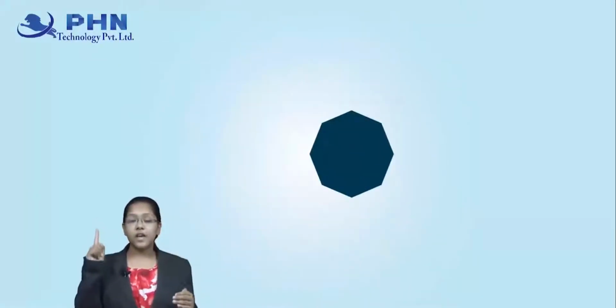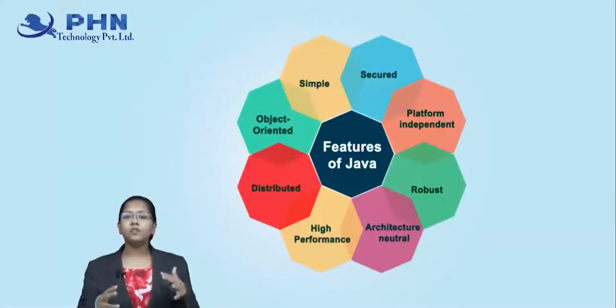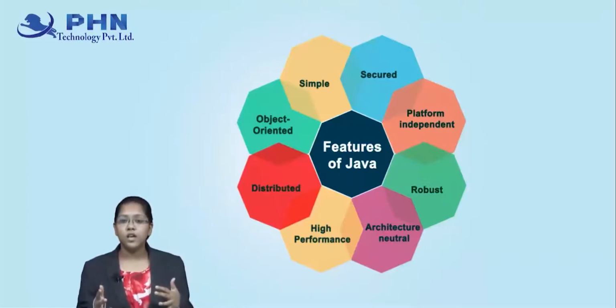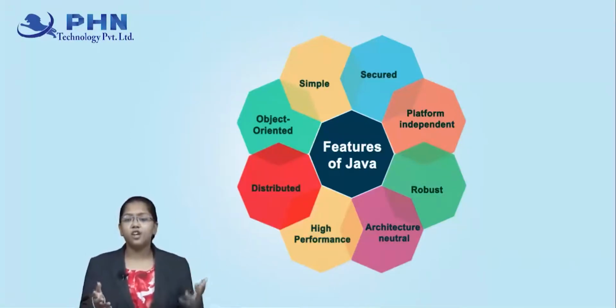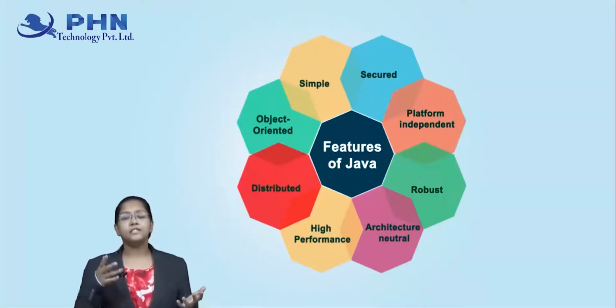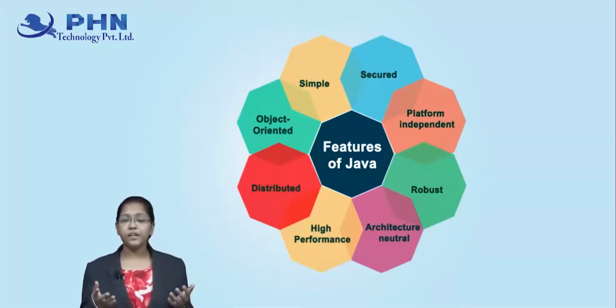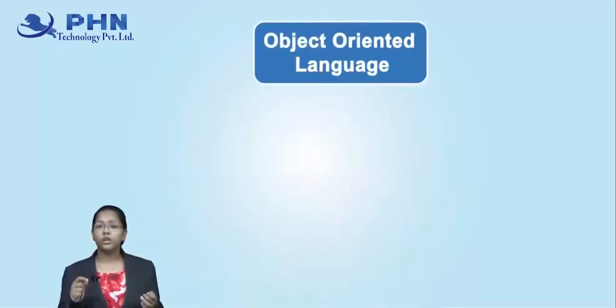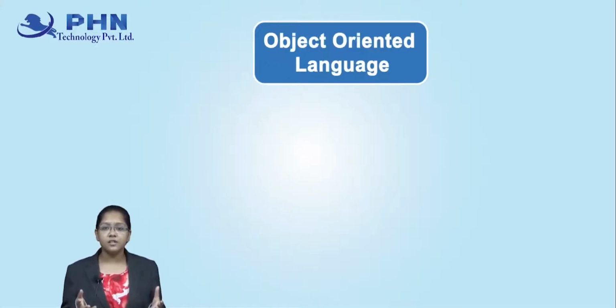Now, this diagram shows all the features which Java holds. It is object-oriented, secure, robust, dynamic, simple, portable, architecture neutral, and so on. One by one we will see them. First of all, Java is said to be an object-oriented language. C++ was also said to be object-oriented. But what is an object-oriented language, basically?